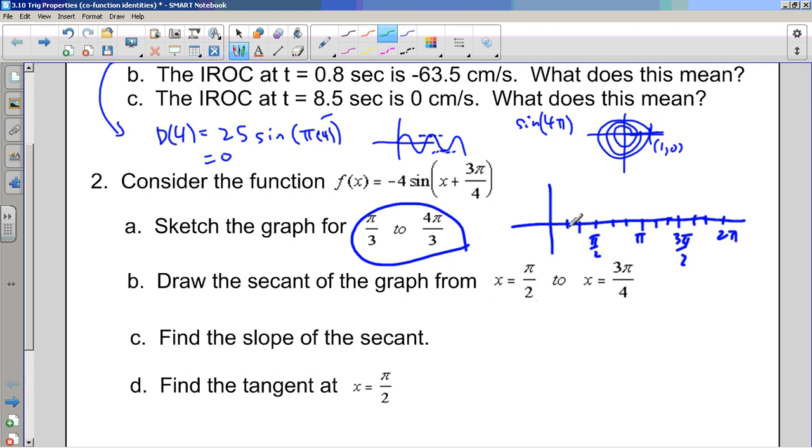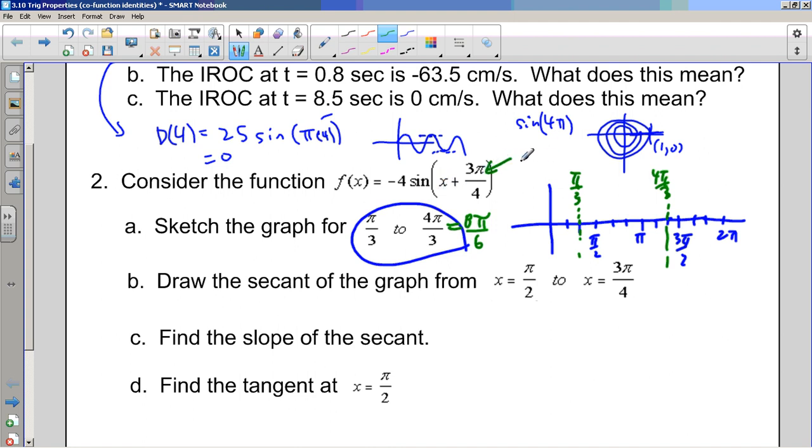This is between pi over 3. Remember, each tick was pi over 6, so there's pi over 3. Where's 4 pi over 3? Well, 4 pi over 3, if I change that to pi over 6s so I can figure out how many ticks that is, equivalent fraction, 8 ticks. So 1, 2, 3, 4, 5, 6, 7, 8. That's to there. There's 4 pi over 3. So as long as you ensure that you have your graph in between that much, you've got it. And no period change, so this one should be okay.